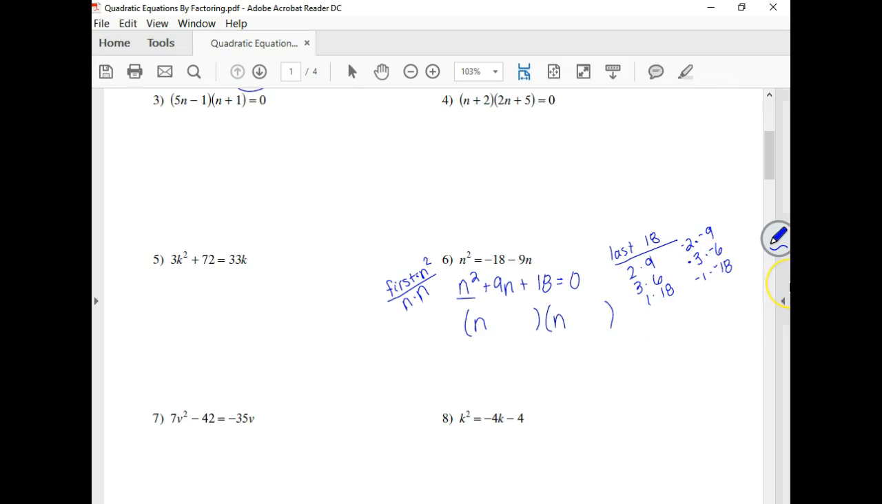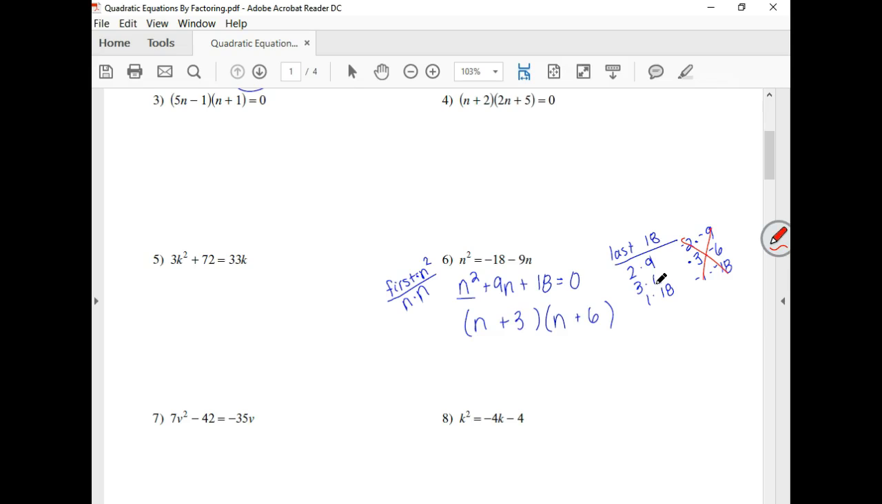In this case, I am not going to use any of these negatives because I see in my equation that I don't have any negatives. This middle term right here is not negative, so I'm not going to use these negatives in this case. I'm going to look at these numbers. I see that these all multiply to give me 18. I need them to add or subtract to give me 9. So if I look at my options here, 3 plus 6 is going to give me 9. So I'm going to try plus 3 plus 6.